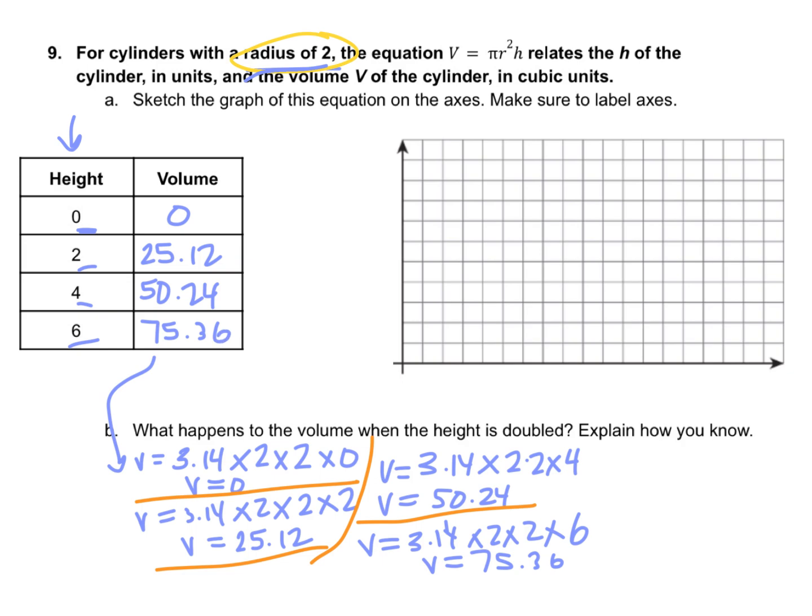So now we have to label everything on our graph, where my x values are going to be my height. And my height goes from 0 to 6. So I can just go by ones, 1, 2, 3, 4, 5, and 6. And then the volume, I need to span all the way up to 75. So I think I can fit it in if I go by tens. Okay, and then make sure we label this volume.